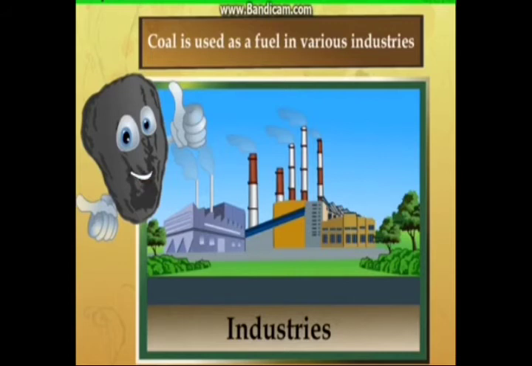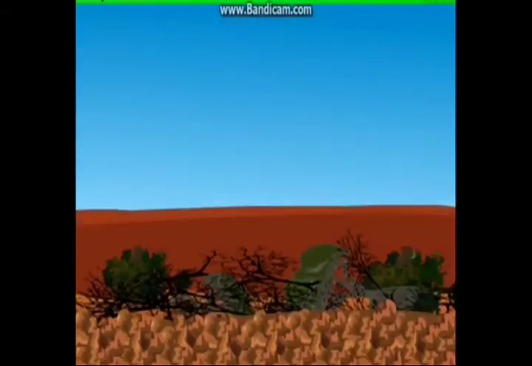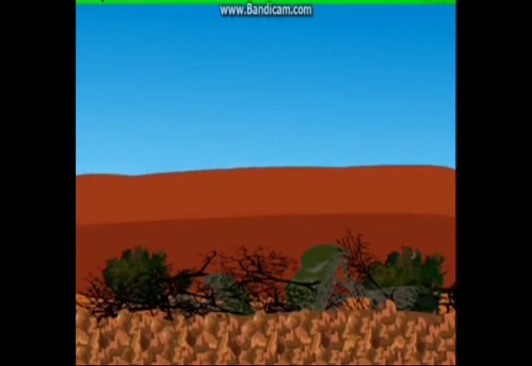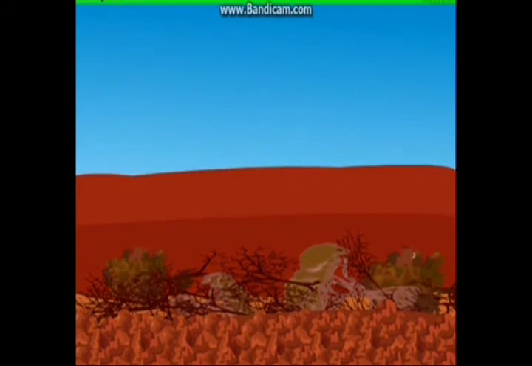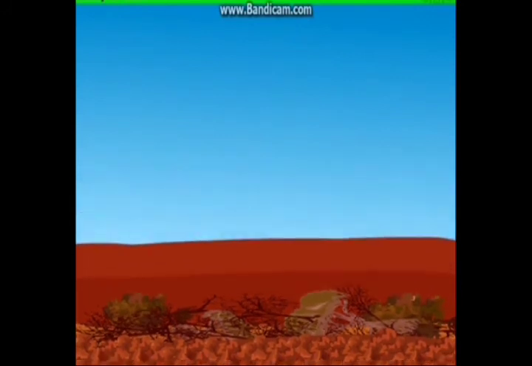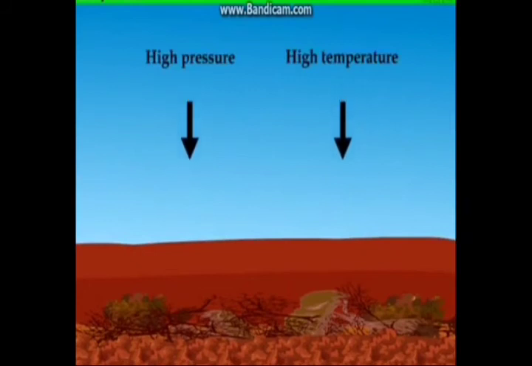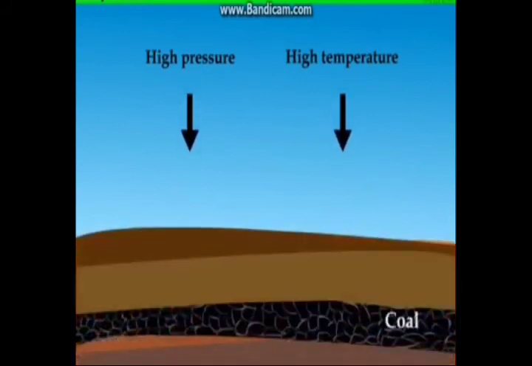Let's move on to the history of coal. About 300 million years ago, the earth had dense forests in low-lying wetland areas. Due to natural processes like flooding, these forests got buried under the soil. As more and more soil was deposited over them, they got compressed. The temperature also rose, and under high pressure and temperature, the dead plants slowly got converted into coal.